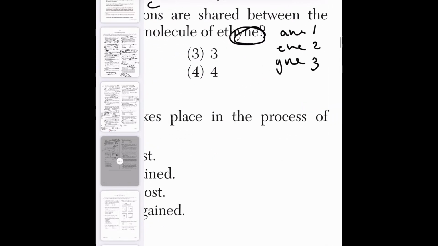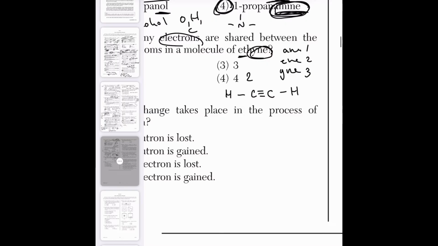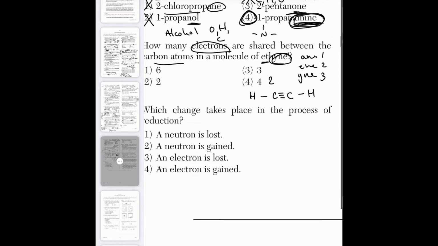Basically, single bond, double bond, triple bond. How many electrons are shared between the 2 carbon atoms in a molecule of ethene? So you can just know that this is a triple bond. Every bond has two electrons. 2 times 3 is 6.